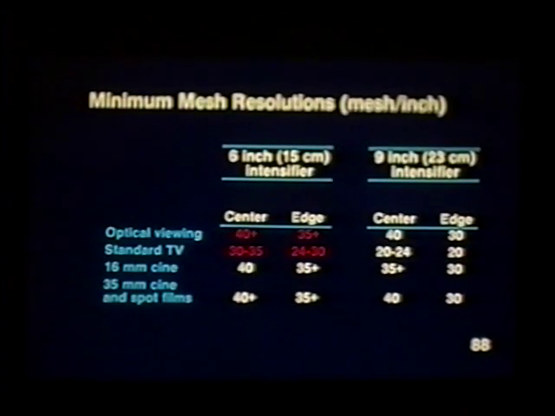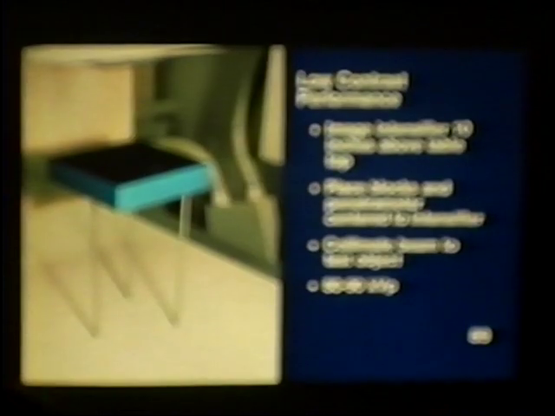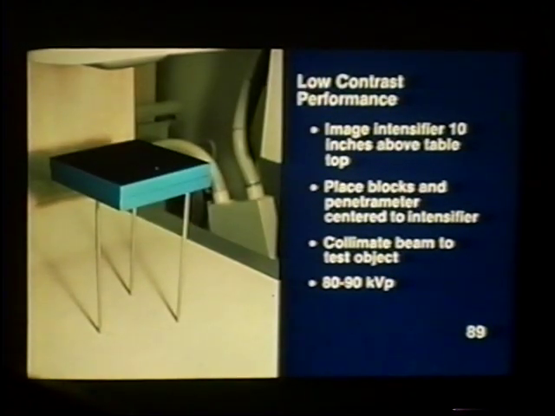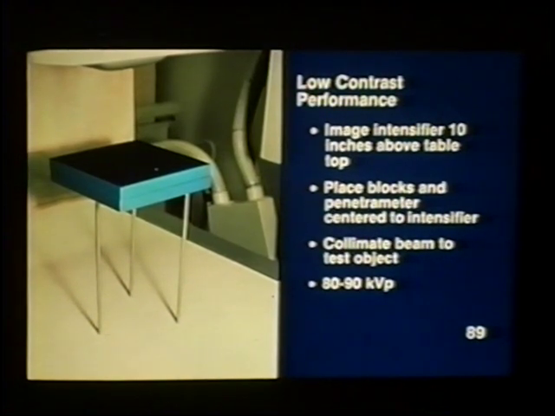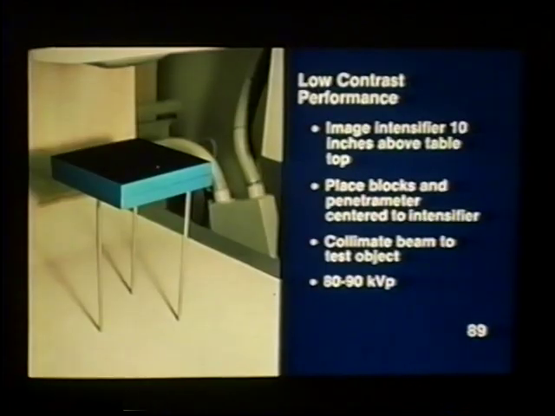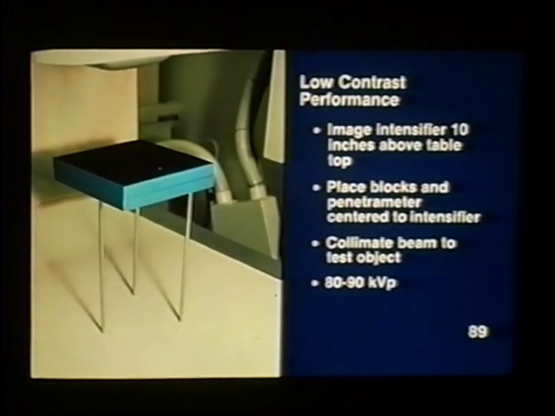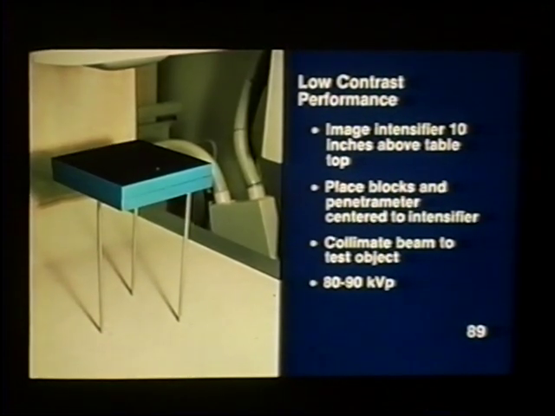Number 89. All imaging systems should be capable of resolving small, low-contrast structures as well as high-contrast objects for diagnostic purposes. The low-contrast performance test was developed to measure the low-contrast imaging ability of mirror optics and TV fluoroscopic systems. This easy test can be performed using 2 aluminum blocks and a penetrometer, which is an aluminum plate with 2 rows of holes. The 8 holes are drilled 1/4 inch, 3/16 inch, 1/8 inch, and 1/16 inch in diameter.